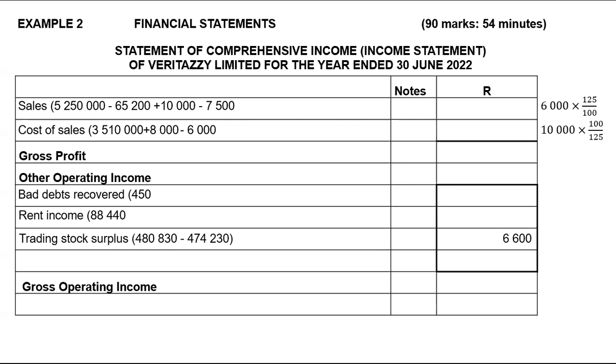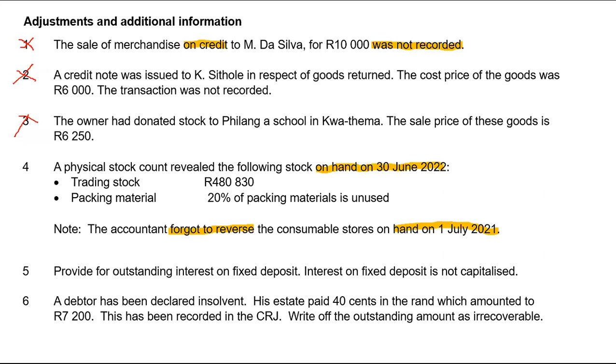Oh, we're not done yet, because they said 20% of whatever we have as packing material will be. Let me just go back to that adjustment. I'm just left with this one here. It says 20% of packing materials is unused. You will remember from what we did. Please check on the adjustments again, and look for trading stock where I explained it thoroughly.